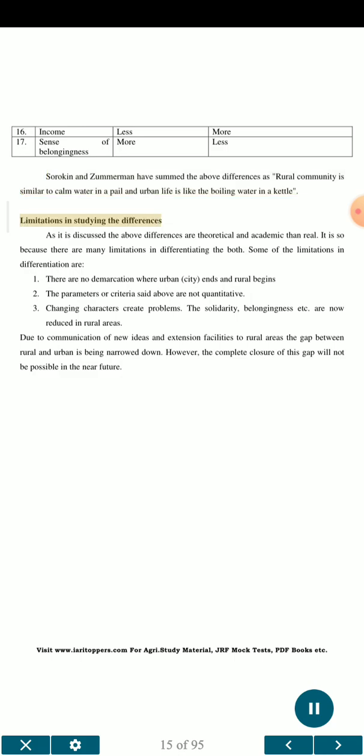Limitations in studying the differences. As discussed, the above differences are theoretical and academic rather than real. It is so because there are many limitations in differentiating the two. Some of the limitations are: 1. There is no demarcation where urban, city ends and rural begins. 2. The parameters or criteria mentioned above are not quantitative. 3. Changing characters create problems.